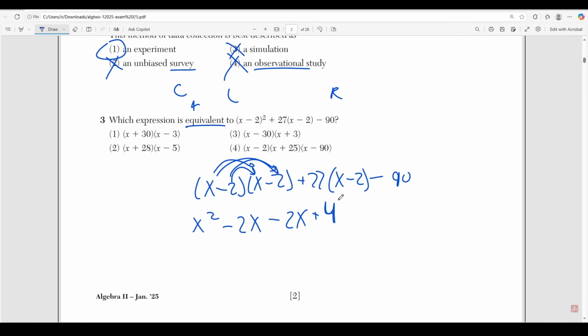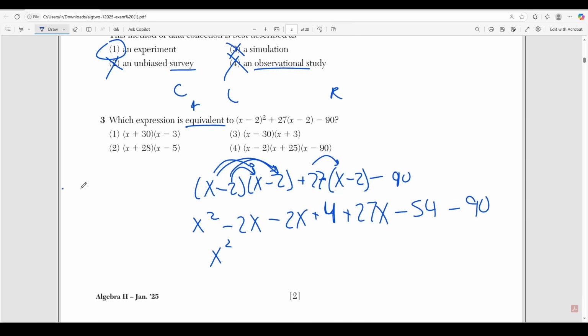Now, we have to do the same thing with the 27. You have to distribute the 27 to the inside of the parentheses. So 27 times x is positive 27x, and positive 27 times negative 2 is negative 54. Minus 90 we'll just slap on at the end because we don't need to distribute anything there. Now, let's combine like terms, right? So I have no other x squared term, so that stays the same.